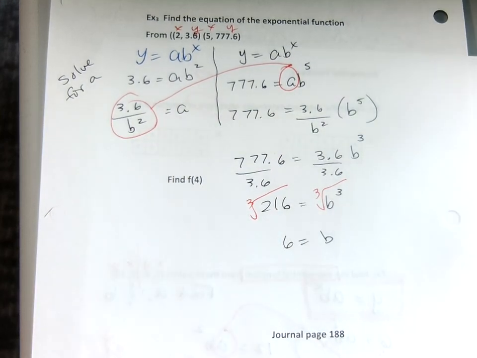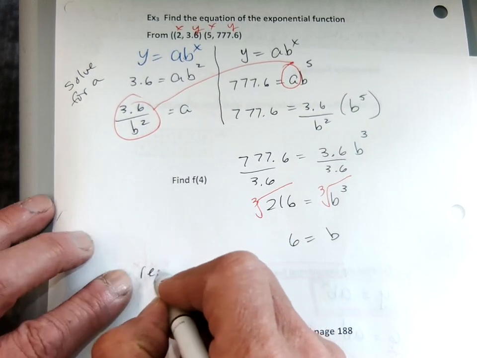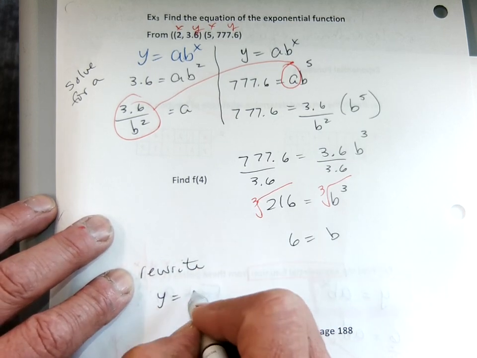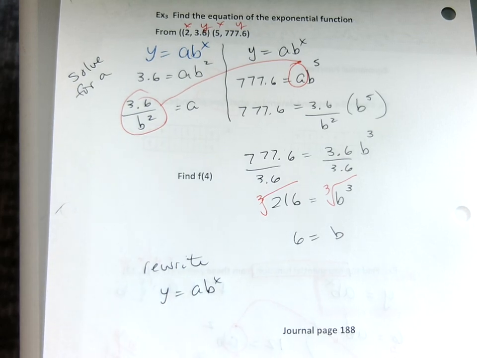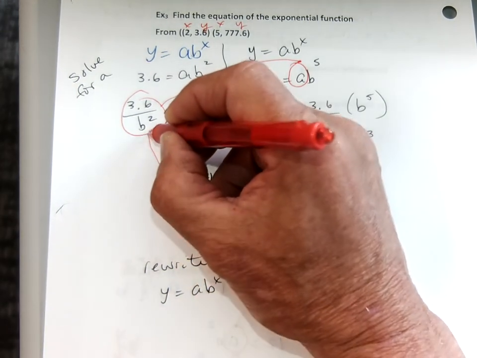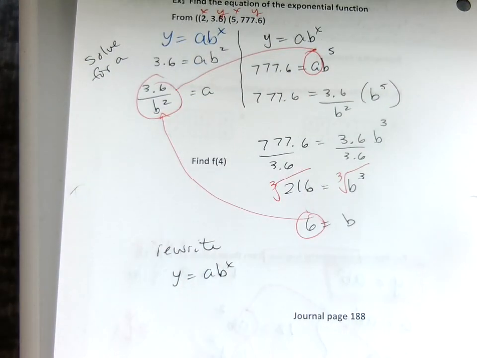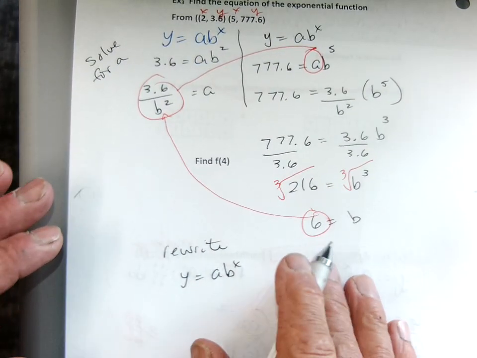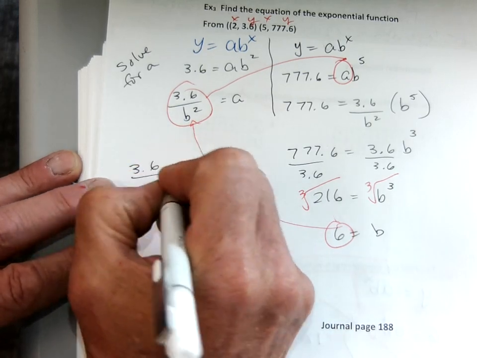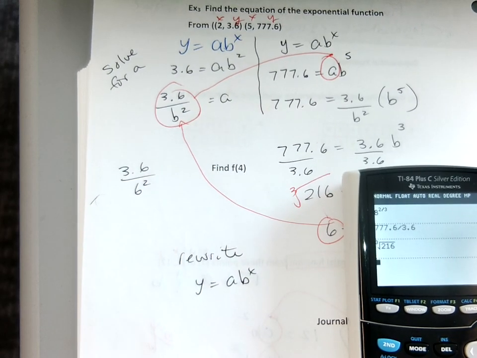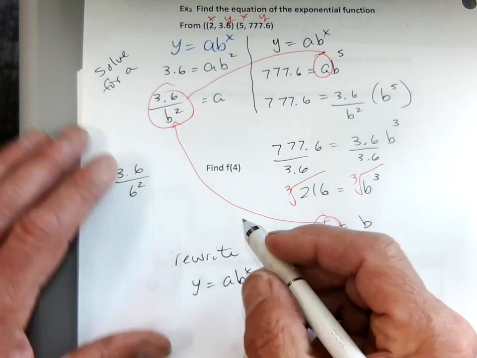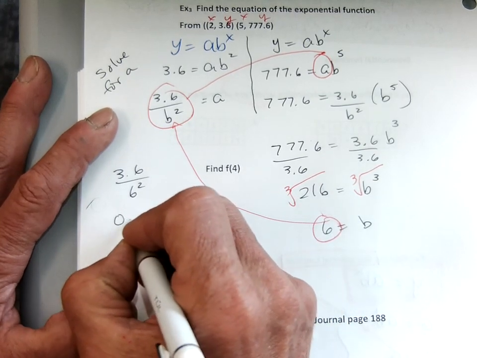And then let's rewrite y equals ab to the x. We'll rewrite it because now we know what a is. Oh, we don't know what a is. Uh-oh, I forgot that step. Let's find a. I know b, but let's find a. 3.6 divided by 6 squared, which is 3.6 divided by 36. That's 0.1. So the value of a is 0.1.